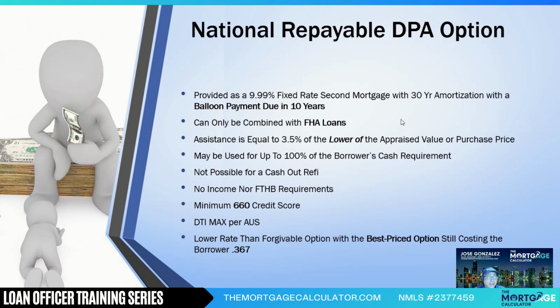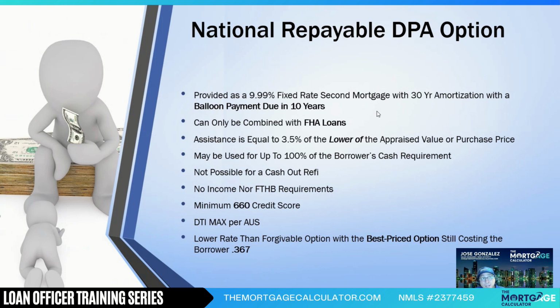The second lien that they put for the repayable option is at a 9.99% fixed rate, 30-year amortization, but very important to note, a balloon payment due in 10 years. So at the end of 10 years, the full amount currently owed is due. So it would be a good idea to refinance before that moment comes up, unless they happen to have the money and they can just pay it off out of pocket.